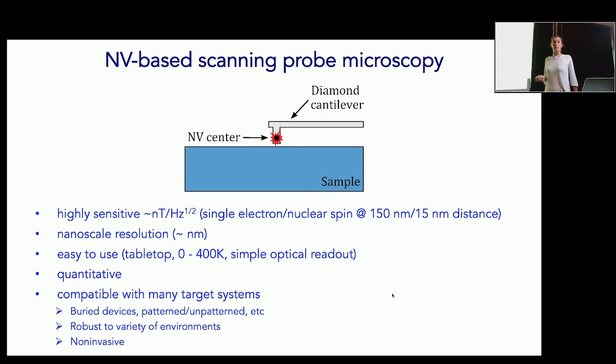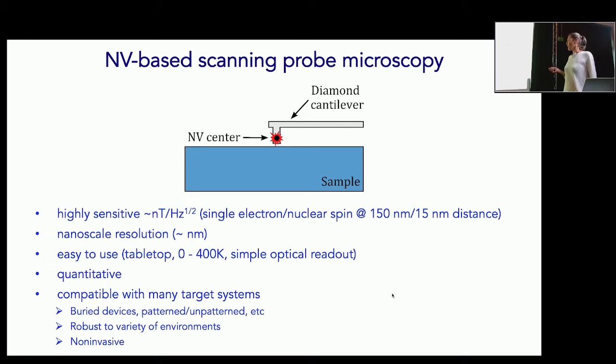One is the high sensitivity. An NV sensor can reach about nanotesla per square root of Hertz magnetic field sensitivity. Just to put that in perspective with some known numbers, if I'm 150 nanometers away from a single electron spin, that corresponds to about a nanotesla. So we can sense single electron spins.